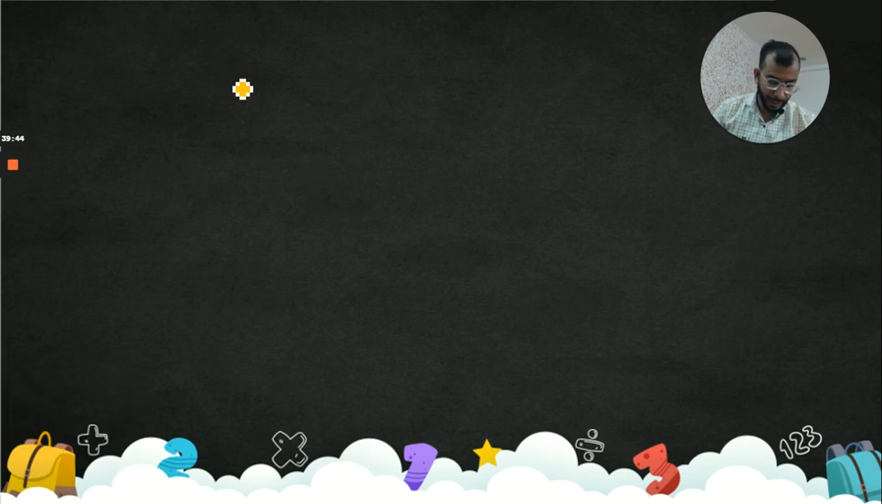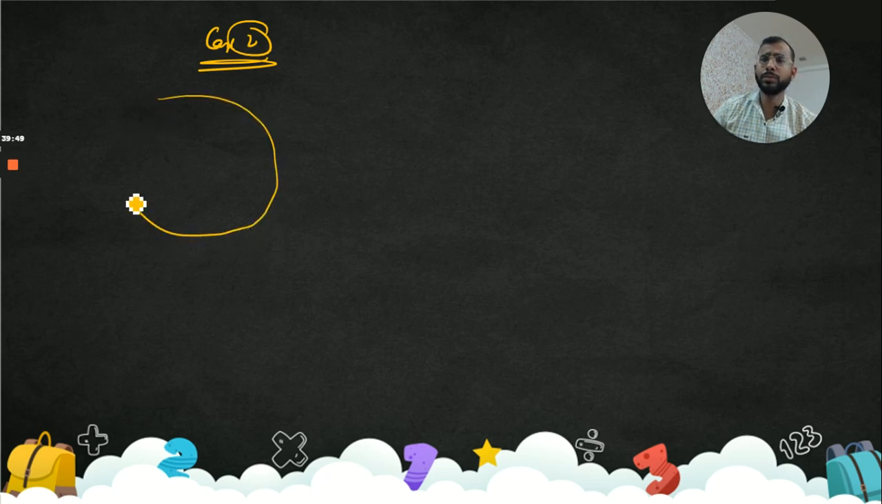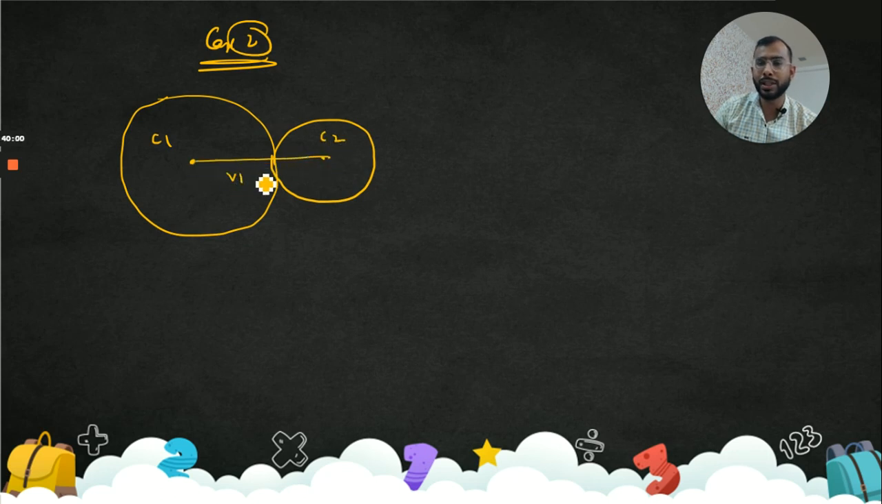Okay. Case 2. Case 2 is when both are touching externally. This is a very easy thing, so we can understand it. This is C1 C2, this is R1 R2. What I can say first is C1 C2 and R1 R2. What is the relation? Very good everyone, both are equal, it's just touching.